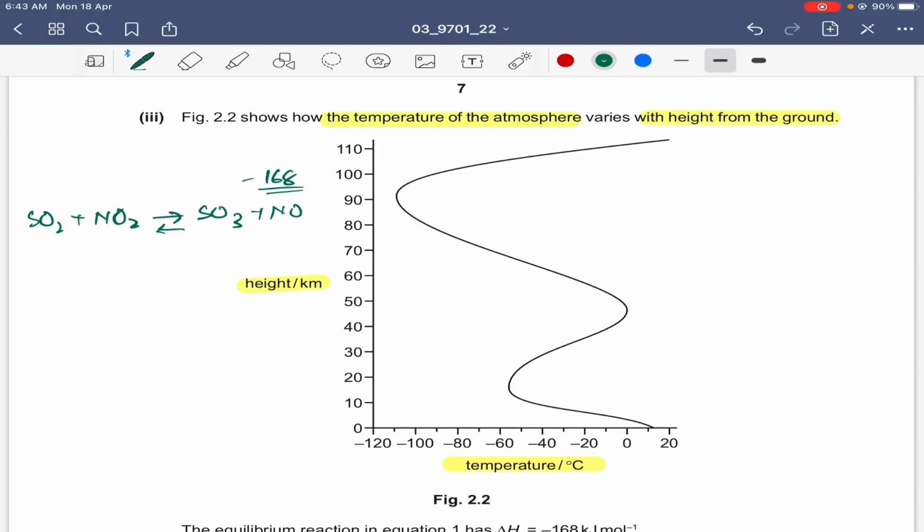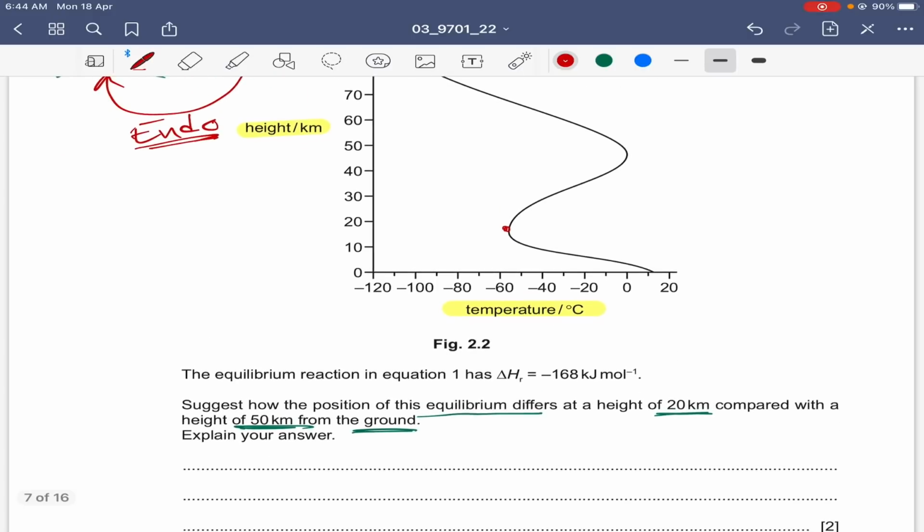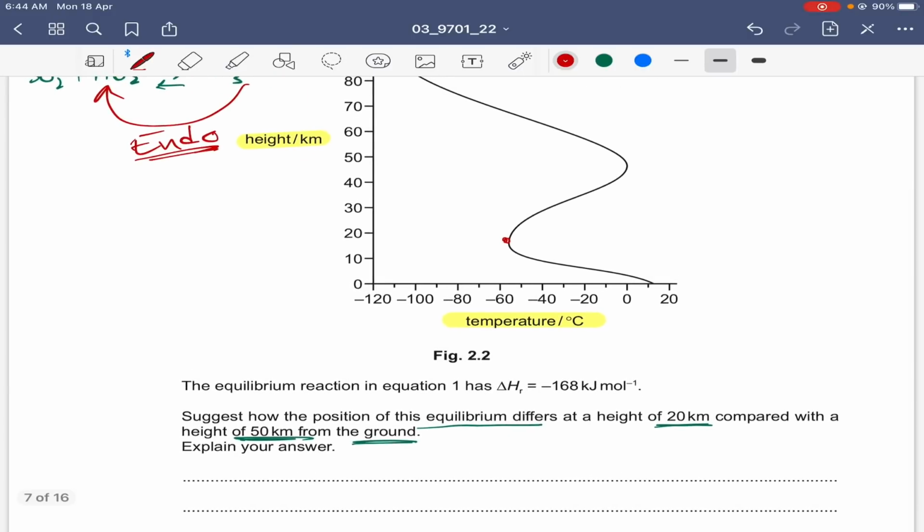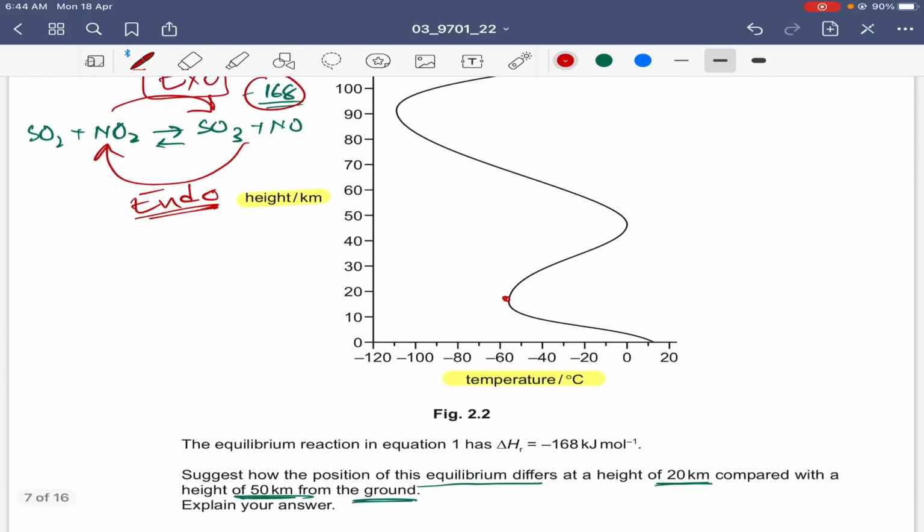Because this is an exothermic reaction, delta H for this reaction is minus 168. So that means the forward reaction is exothermic and the backward reaction is endothermic. At a height of 20 kilometers, we would have a low temperature, and a low temperature means the exothermic reaction would be favorable. So we would have a higher concentration of products at equilibrium.